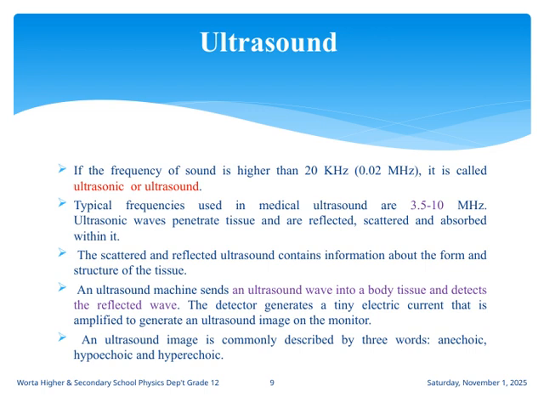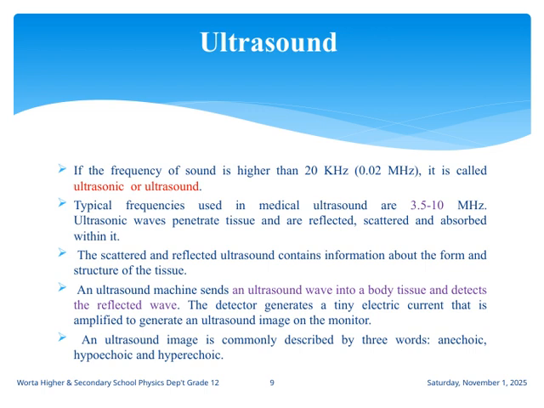Here's how it works. An ultrasound machine sends a wave into the body tissue. When that wave hits different tissues, part of it gets reflected back, scattering in various directions. The machine detects these reflected waves, which then generate tiny electric currents. These currents are amplified and processed to create the ultrasound images we see on the monitor.